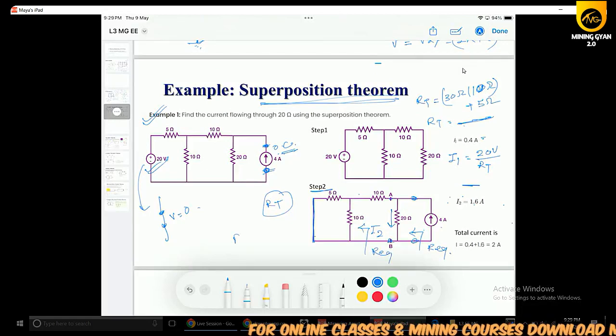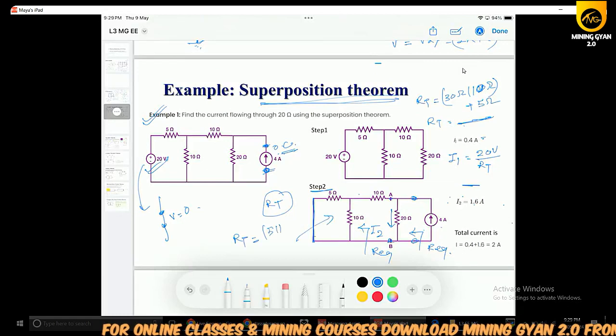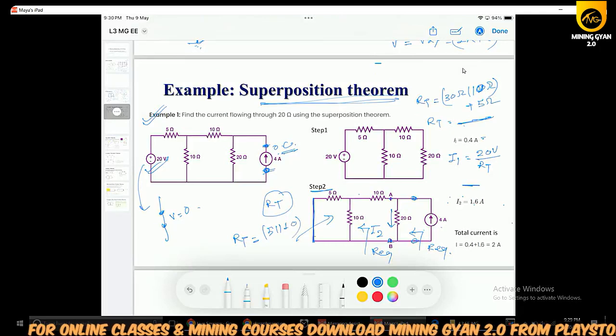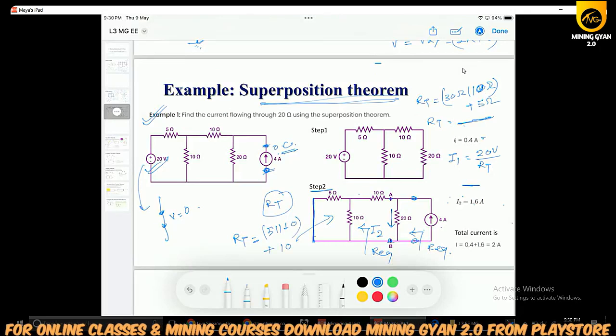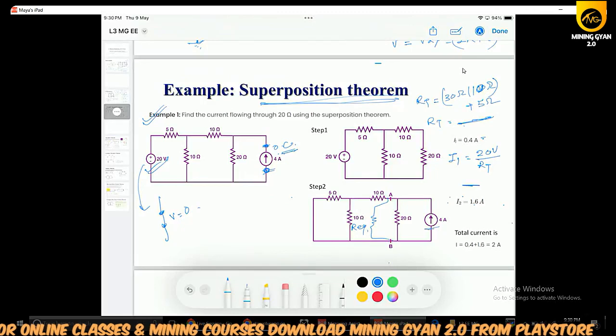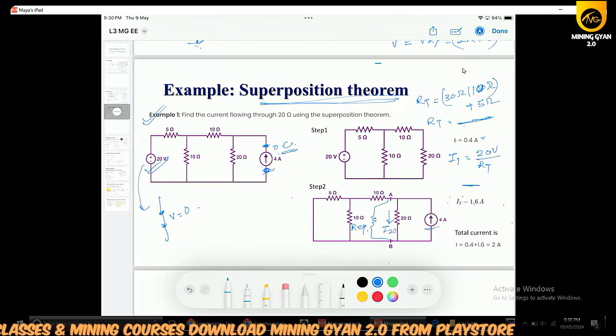Now, how to calculate the R total? Looking from this side, 5 ohm and 10 ohm are in parallel. After that, this combination is in series with the 10 ohm resistance. So the R total will be this number, and then we have to apply the current division rule. This is the total current, and then we want to calculate the current through the 20 ohm, so we go for the current division rule.